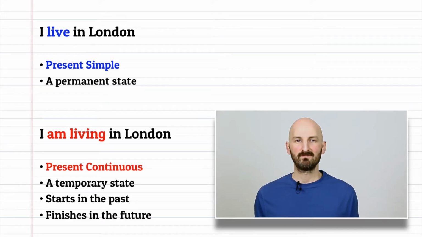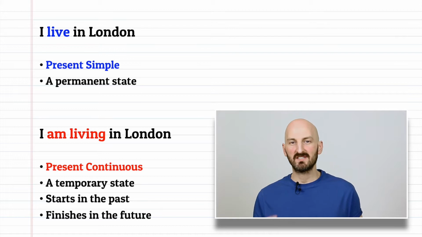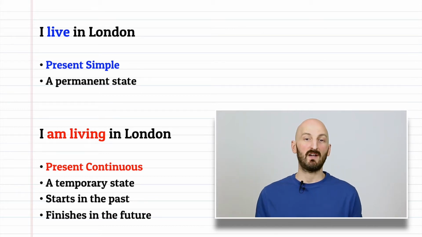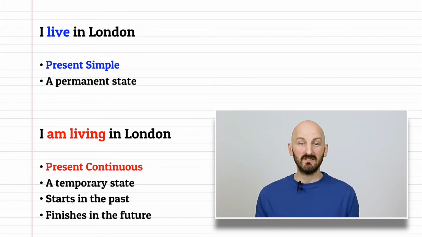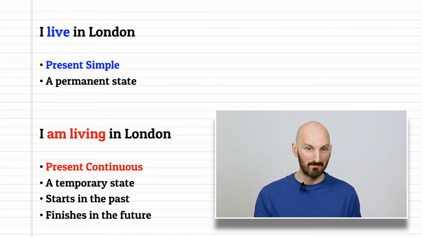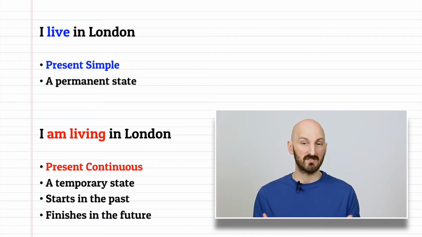I live in London. This sentence is in the present simple tense and describes a general fact about where you live. It's in present simple, so it's not a temporary action or state. It's not time dependent, so it means it's permanent. I am living in London. This sentence is in the present continuous tense, so it describes a temporary action. It's happening now. You live in London now, but at some point in the future, it must finish because it's temporary and you will move away and live somewhere else.